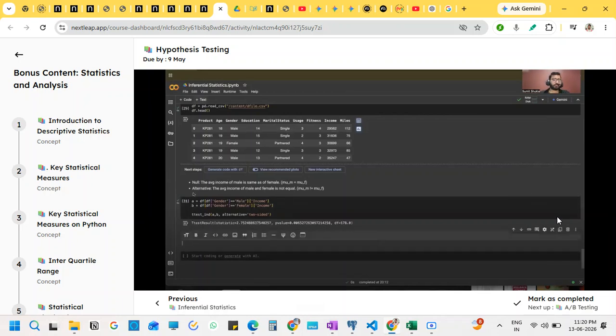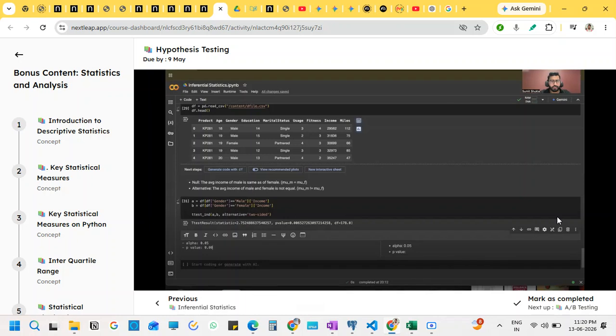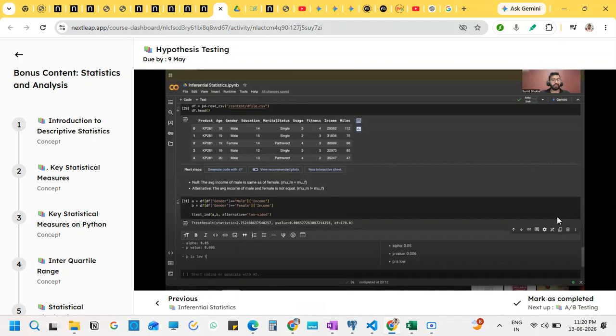So now the alpha, again let's take 0.05. The p-value is 0.006. Now here p is low. P is lower than alpha. So p is lower than alpha, that means p is low, null will go, which basically means we reject the null hypothesis. That means the average income of males and females are not the same, right?